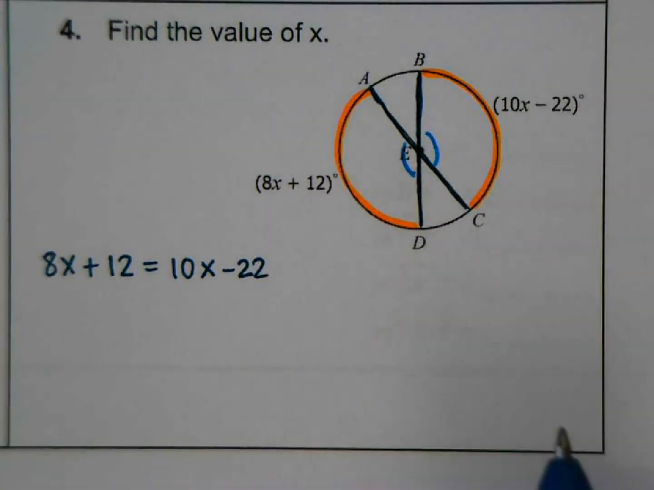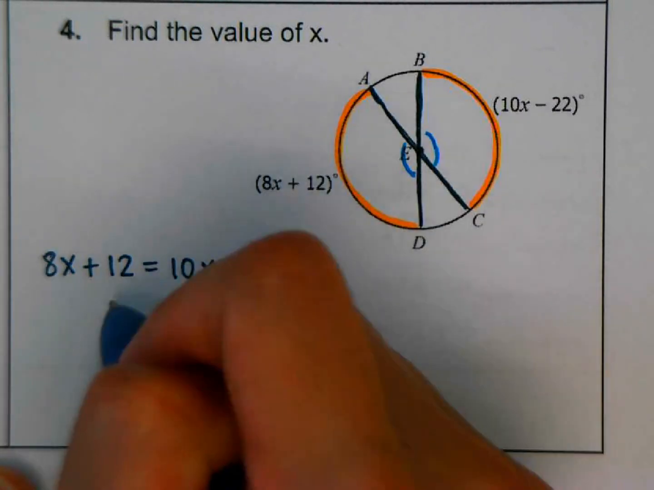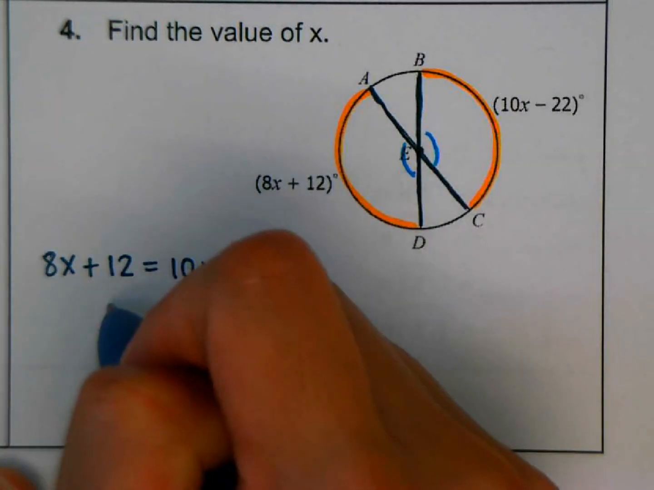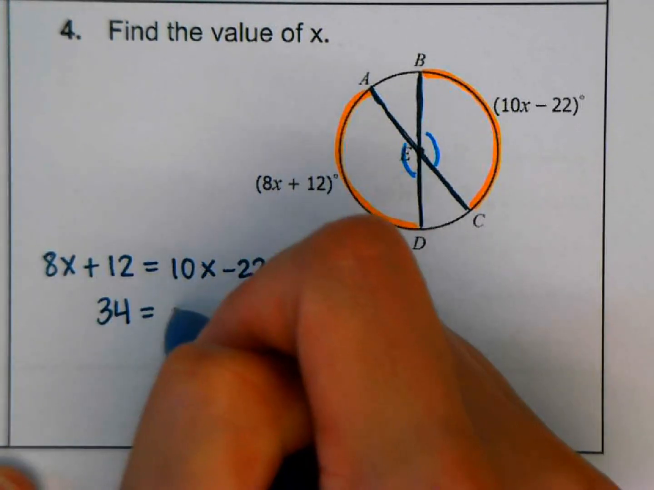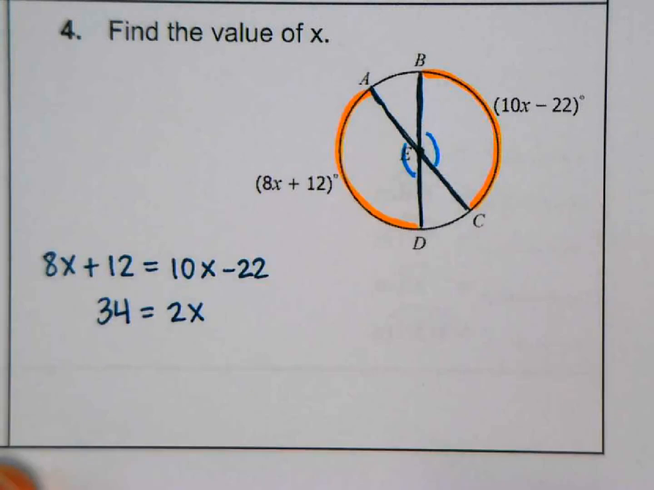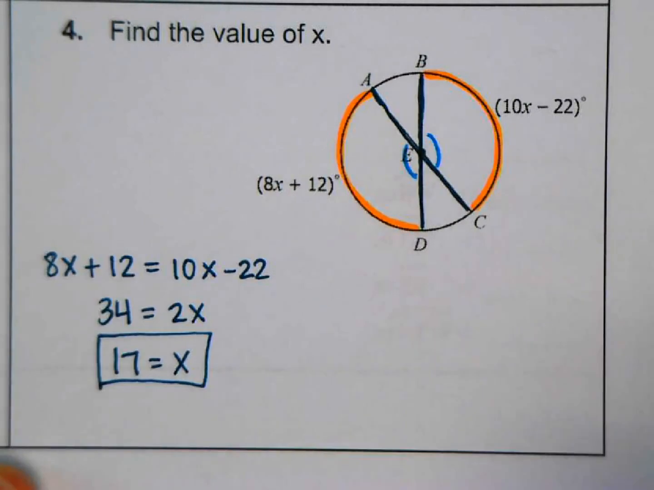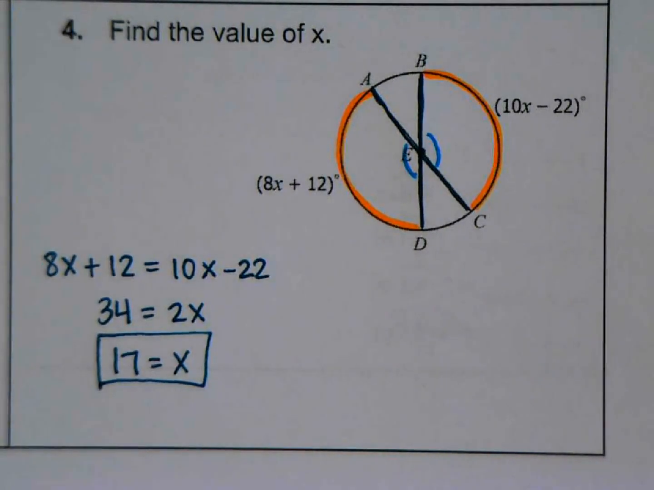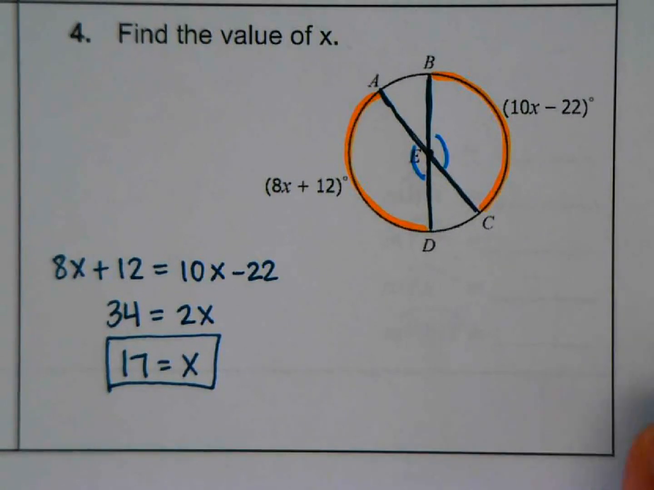If we simplify this down, if I add 22, I'll get 34. And then subtract 8, I'll get 2x. And I'll get 17 is equal to x by dividing both sides by 2. All right. Flip it over. We have 2 more problems.